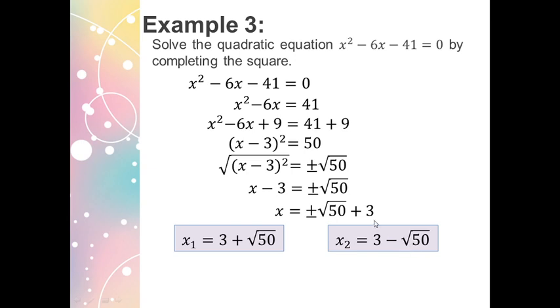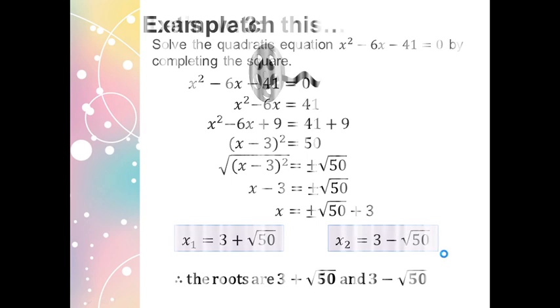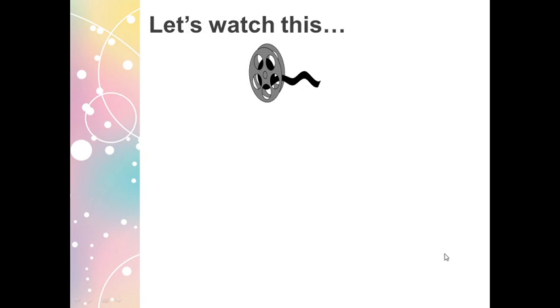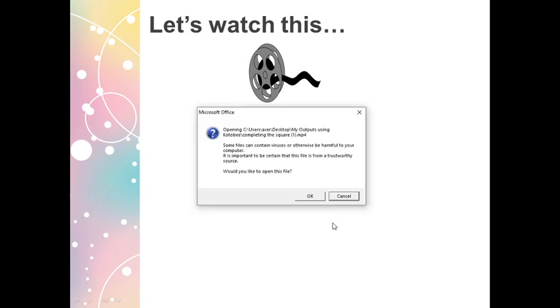As a rule, the constant term must be written before the radical number. Okay, so by checking, we can determine that both 3 plus the square root of 50 and 3 minus the square root of 50 are real roots. Let us watch this clip for more examples.